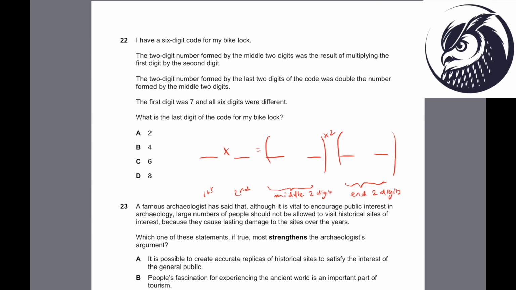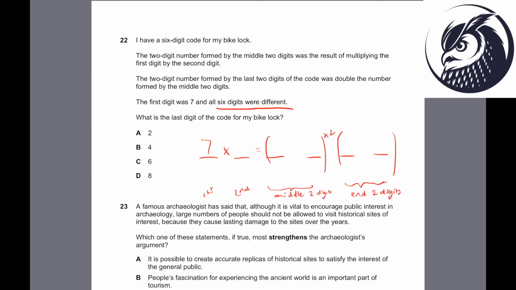And then it says the first digit was 7, so that's nice and easy. We put 7 in there. And then all 6 digits were different. Okay, so now you've got it all represented in one diagram. It's actually just a matter of trial and error from now on, okay?